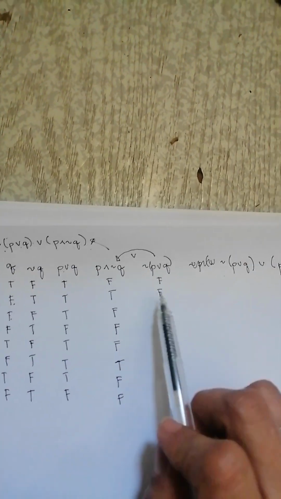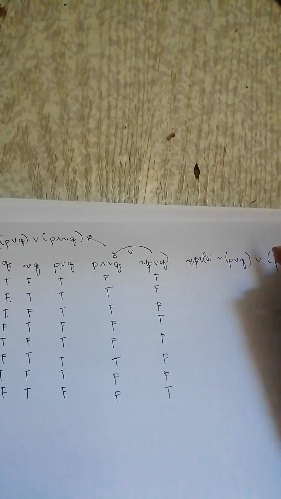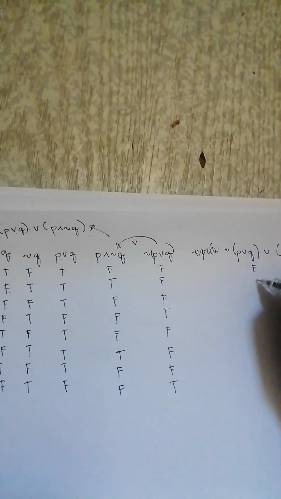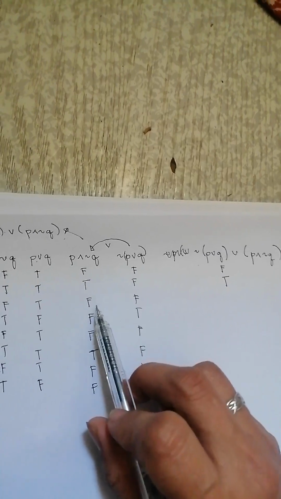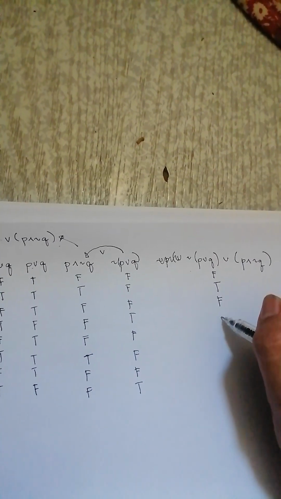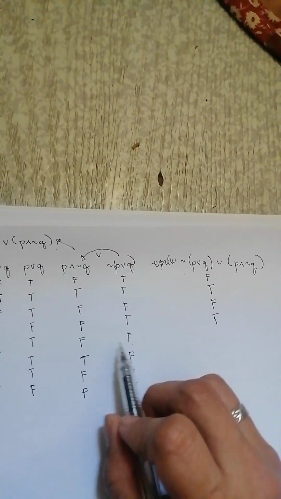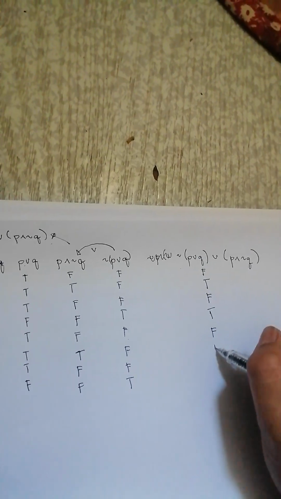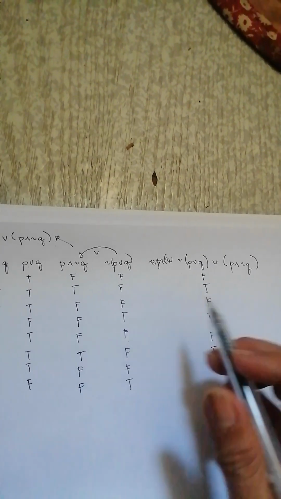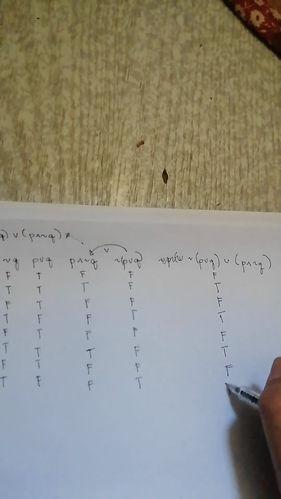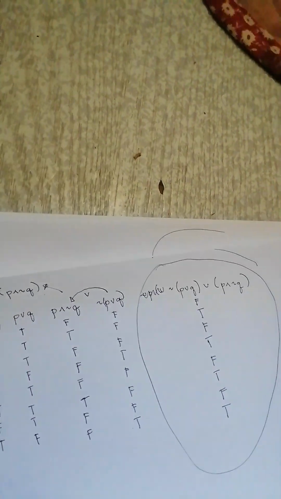Okay, so it is between these two columns. Okay, so false or false, that will always be false. False or true, that will always be true. False or false, that will always be false. True or false, that will always be true. False or false, that will always be false. False or true, that will always be true. False or false, that will always be false. True or false, that will always be true. Then this is our final output.